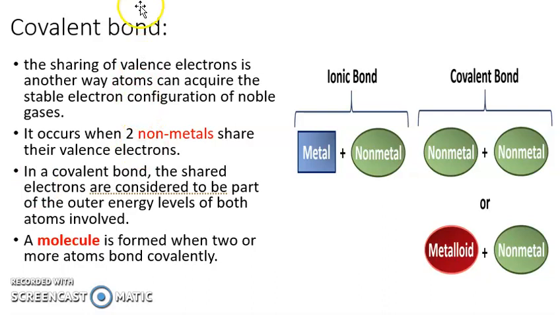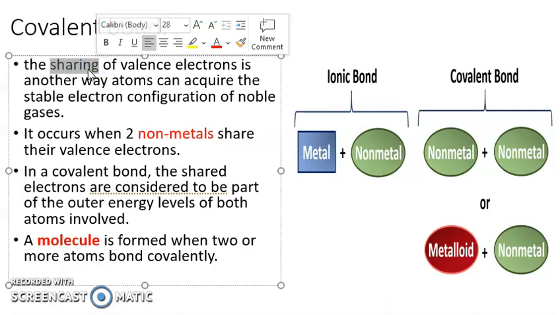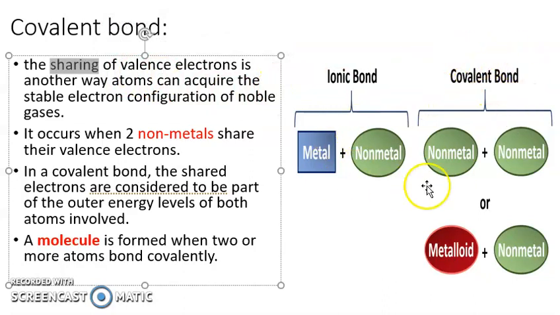Now, covalent bonding, as a definition, is the sharing of valence electrons. Pay attention to the word sharing. So there's no gain or loss of electrons. Where does it happen? As you can see here, covalent bonding happens between nonmetals, 2 nonmetals, or a metalloid and a nonmetal. So this is covalent bonding.